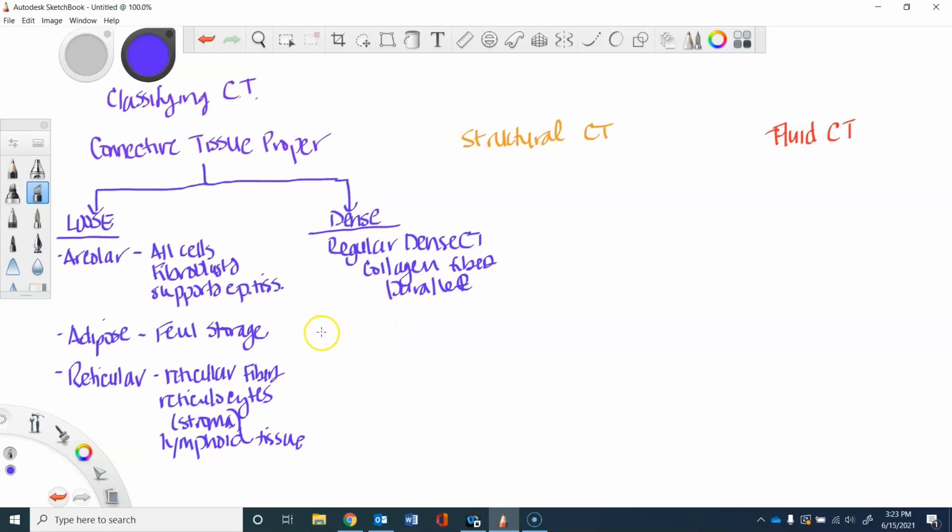Dense irregular connective tissue. And that's collagen fibers that are all over the place. You know, they're just sort of like that. They're like there. And here they're parallel. Okay. And then the last one is elastic.